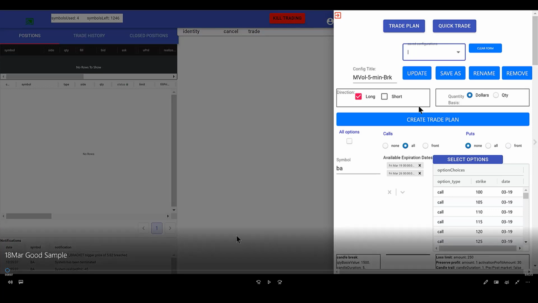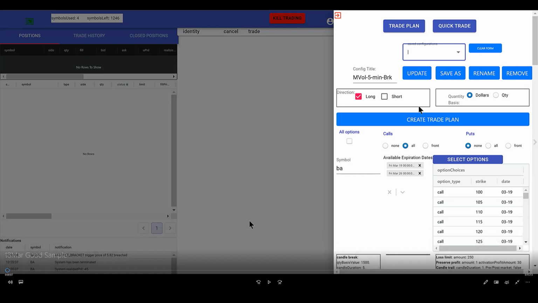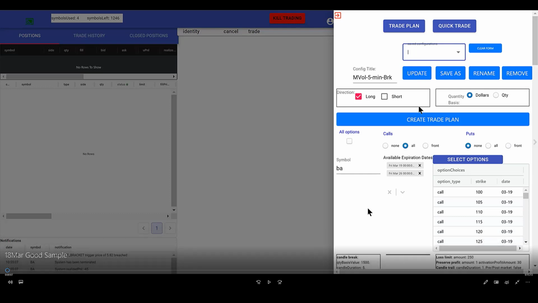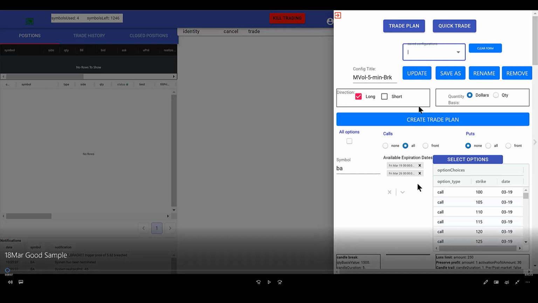I'm going to walk you through the life cycle of a trade. This trade took place on March 18th, Thursday. It's a trade in Boeing, and I just want to show you some of the things that you can do with the Trade Unafraid user interface. So here you can see that we are about to make a long trade in Boeing.